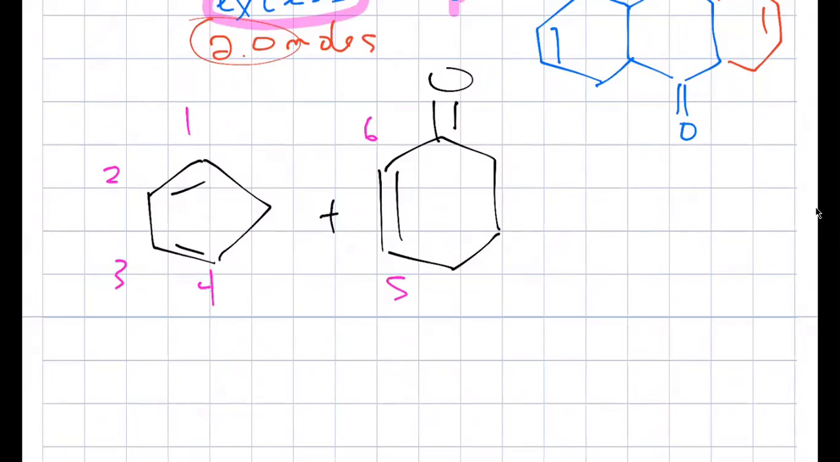Right, so let's put the arrows in. We're going from here to here. That means there's going to be a sigma bond between 4 and 5. We're going from here to here. That means there's going to be a sigma bond between 1 and 6. And then this is moving here, right? So there's going to be a pi bond between 2 and 3.